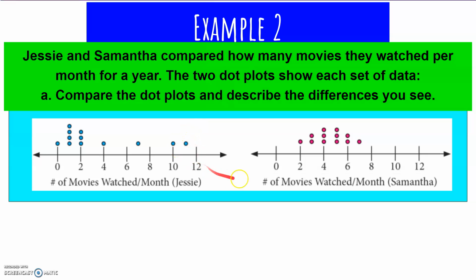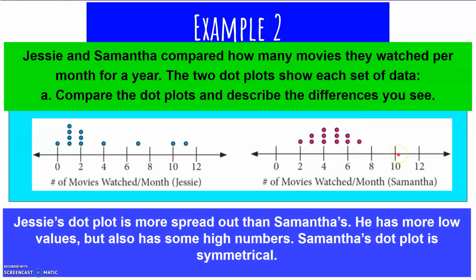Samantha, on the other hand, had 1 month where she watched 2 movies, 2 months where she watched 3 movies, 3 where she watched 4, 3 when she watched 5, 2 when she watched 6 movies, and 1 month when she watched 7 movies. So let's describe our differences here.